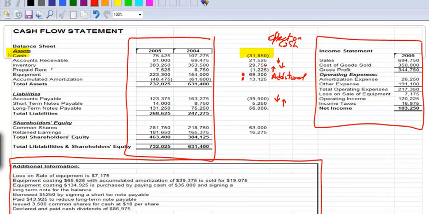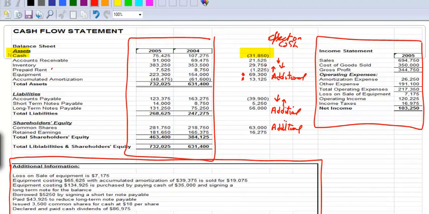And long-term notes payable, it's gone up, but I'm going to put additional information here because it could be a combination of a few things. Finally, common shares has gone up to 63,000, and retained earnings, again, this is additional information that I need to look at.